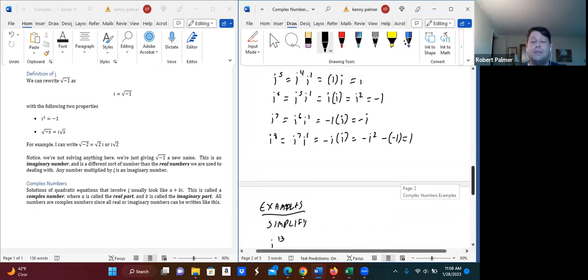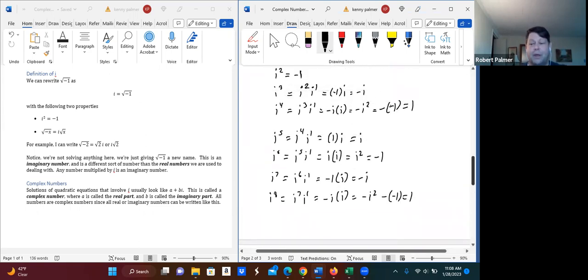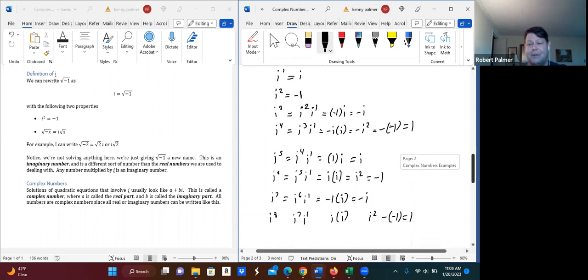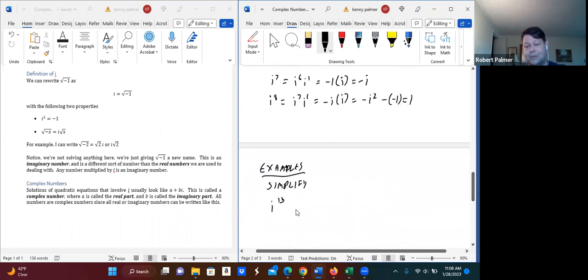Now, for a small number like this, it might be easier to just go through the pattern. Okay, i to the 13th, just start counting. 1, 2, 3, 4, 5, 6, 7, 8, 9, 10, 11, 12, 13. So i to the 13th is going to be the same as just i. Okay, just count through the pattern. Now, if you have a really big number, that's not going to be very useful.